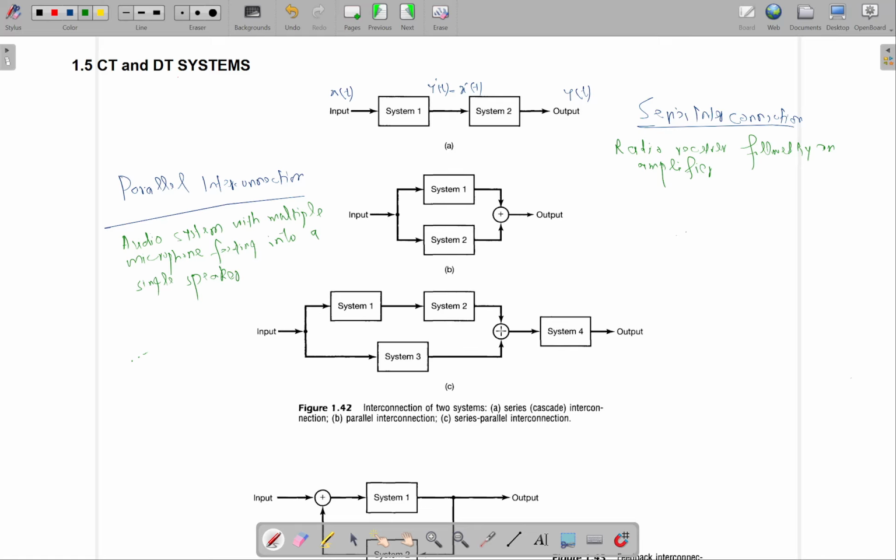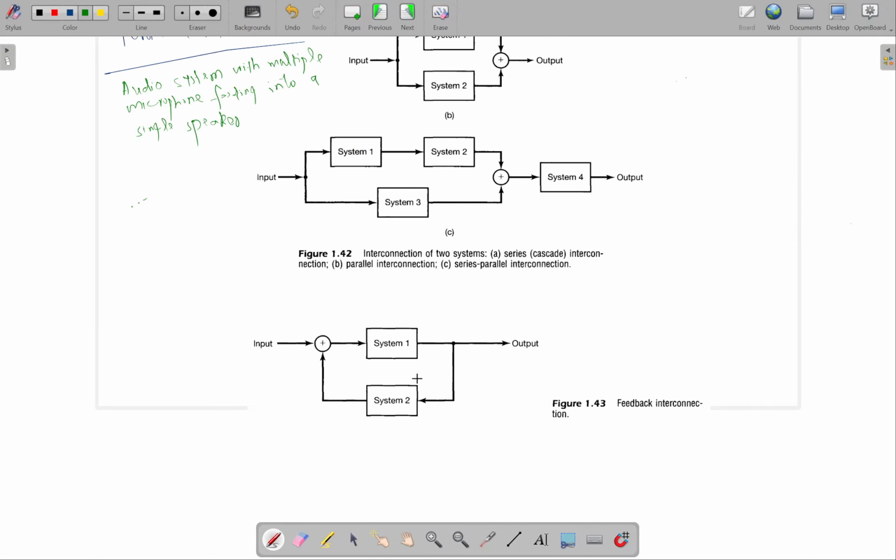Okay. And then there is another interconnection. This is basically a combination of a series and parallel interconnection. So what you can see is the system 1 and system 2 are in series, and then they are in parallel with the system 3, and then the resulting system is again in series with the system 4. So now this is a sort of series parallel interconnection where both parallel and series connections are present.